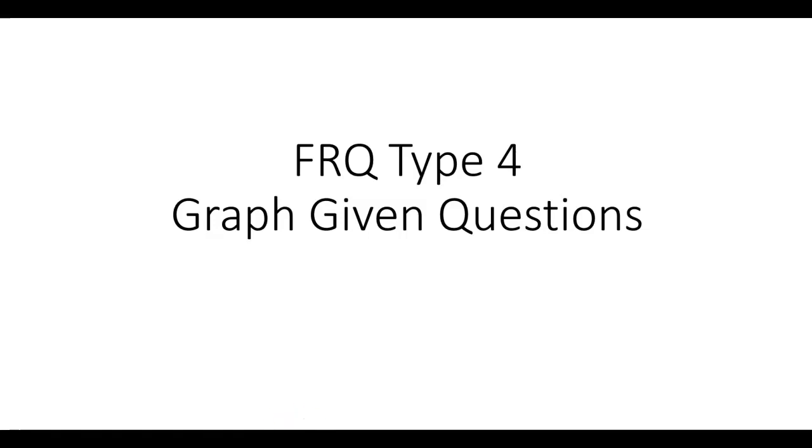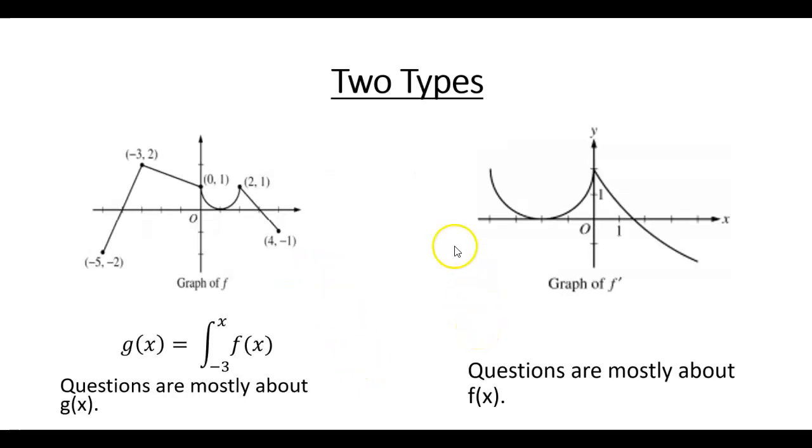All right, guys, welcome to FRQ Type 4. We're going to talk about problems that I call graph-given questions. Now, there's really going to be two types of these, but in both cases you're given a graph. What's different about them is how they're naming the graphs and the functions you'll be working with. But actually, they're almost identical in the way that you go about working with them.